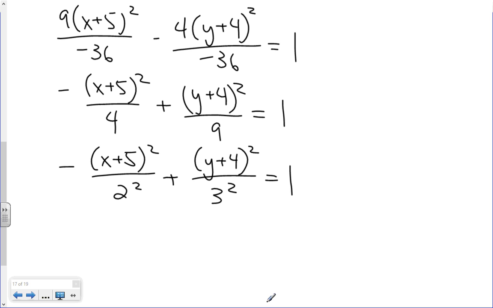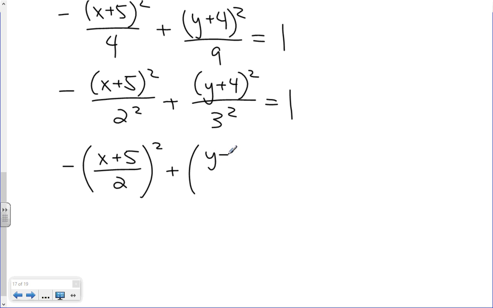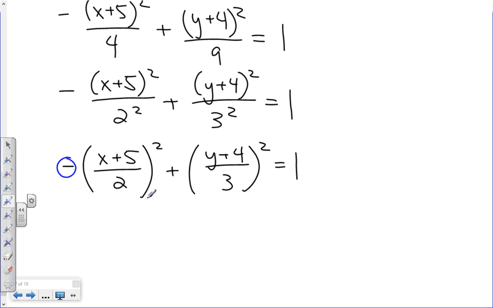And now I can write this in its center radius form, which is x plus 5 divided by the 2 quantity squared. That's what we want to do. Do the same thing for the y's here. It's y plus 4 divided by 3 squared is equal to 1. And it looks like we end up with a hyperbola then, right? Because the signs here are opposite. That tells me that this is a hyperbola.